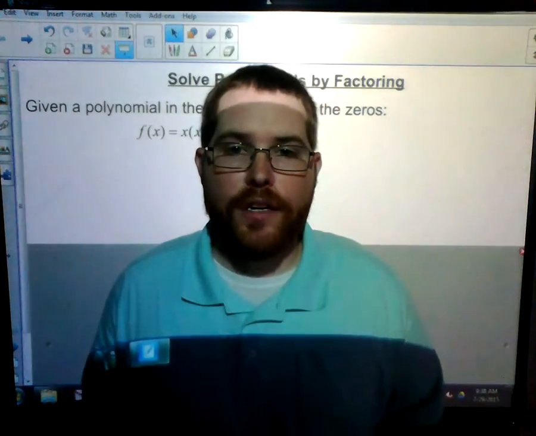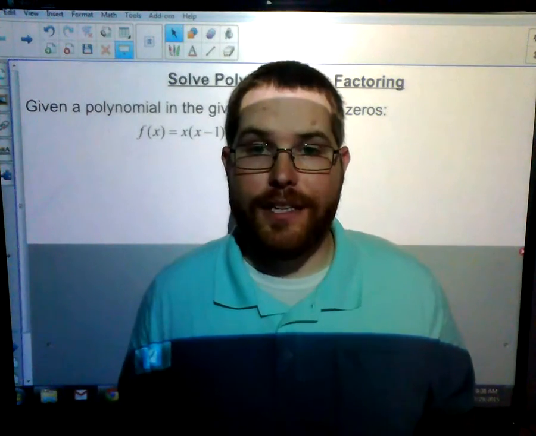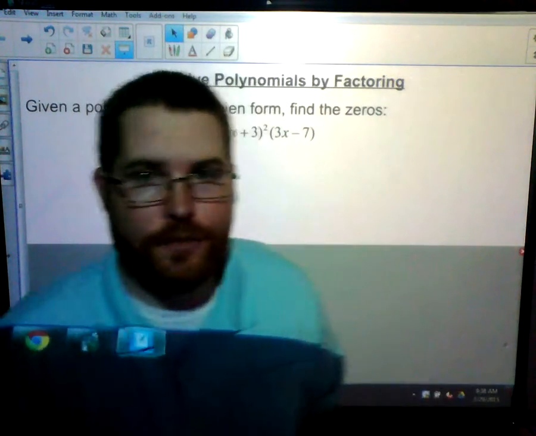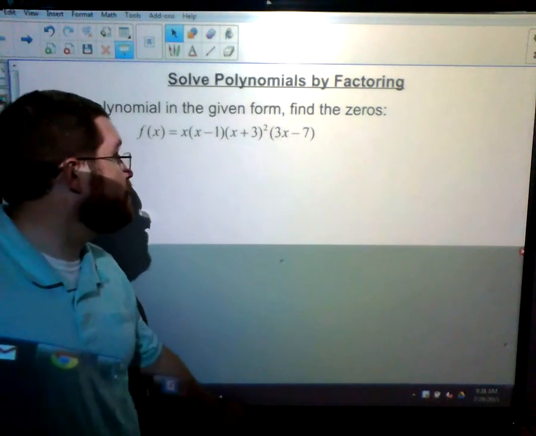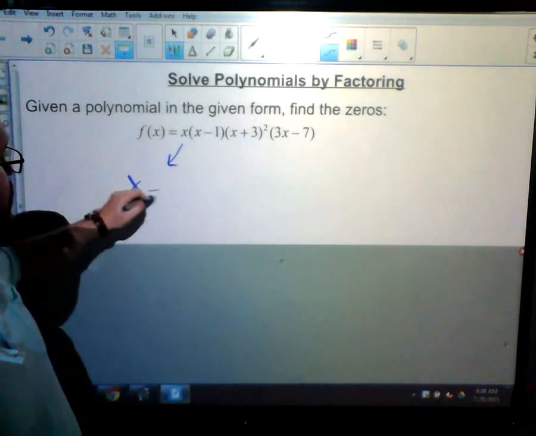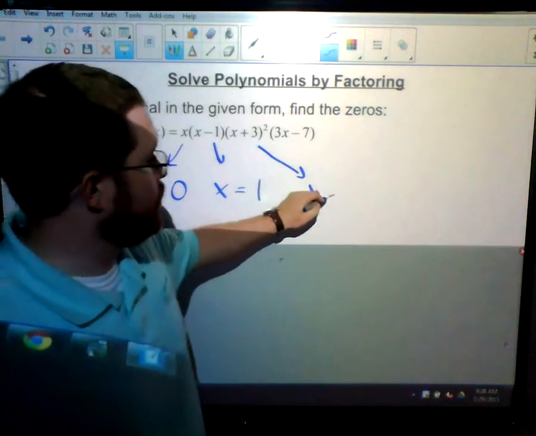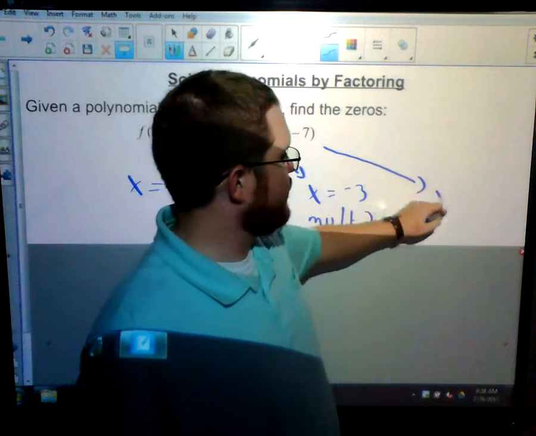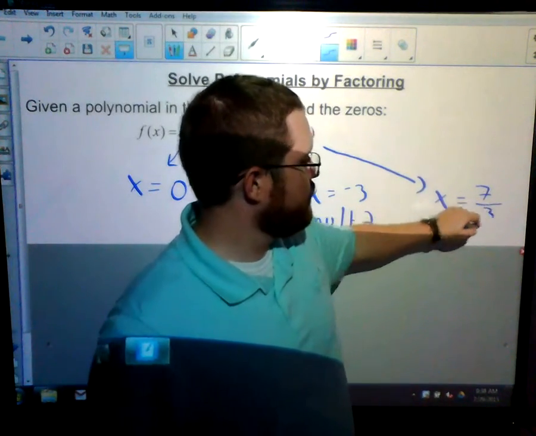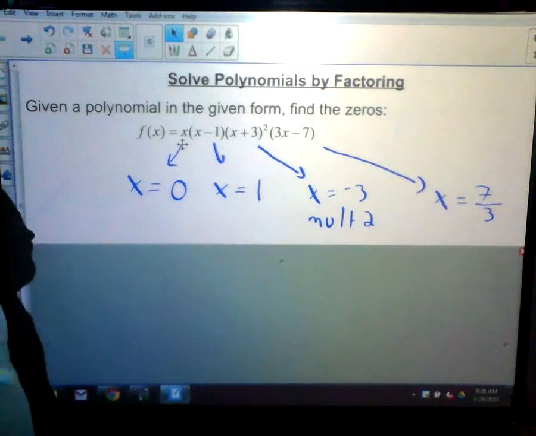Hey everyone, today we're going to talk about solving polynomials, and there's two ways to do this. Today we're going to talk about the easier way, solving polynomials by factoring. Given a polynomial in that form, find the zeros. Well, this is really easy. X equals 0, x equals 1, x equals -3 with a multiplicity of 2, and x equals 7/3. That was really easy. This is an easy section, huh?